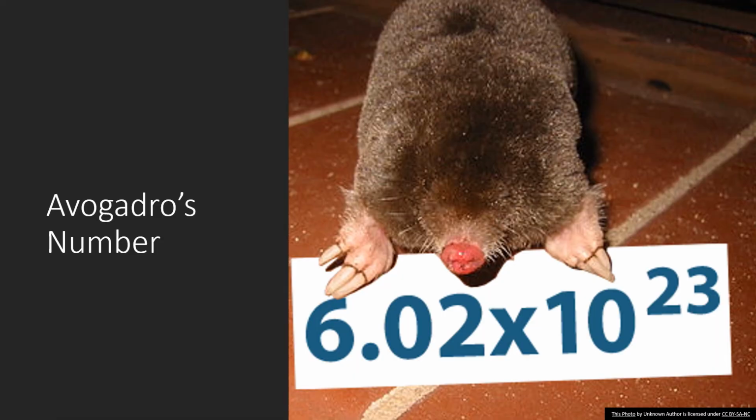So this weird number, 6.02 times 10 to the 23rd, is also known as Avogadro's number. Amedeo Avogadro was an Italian scientist who did experiments with gases, among other things, and this number is named for him.